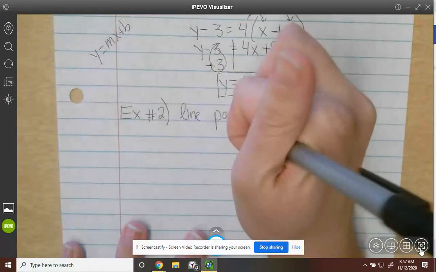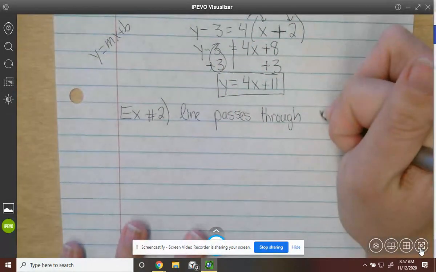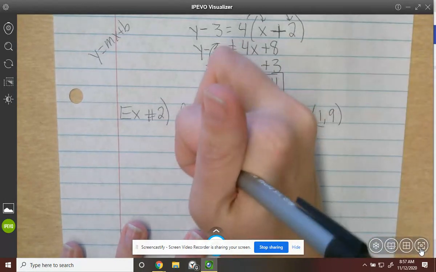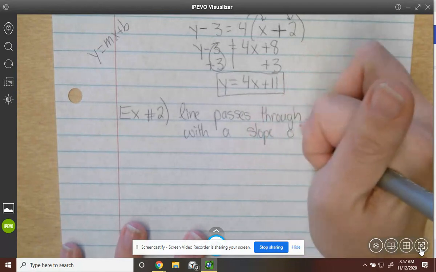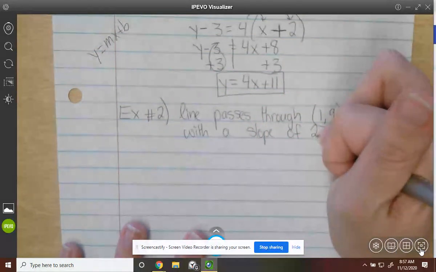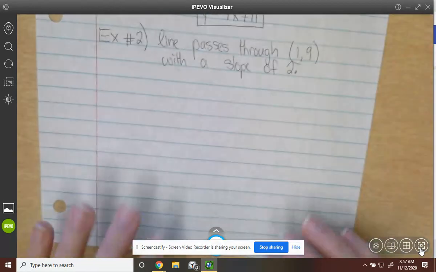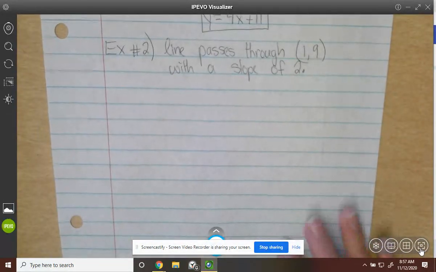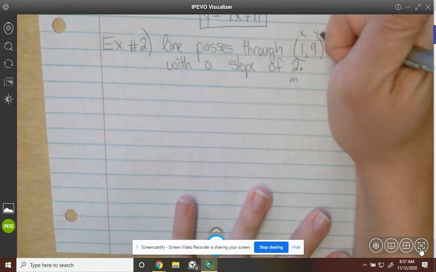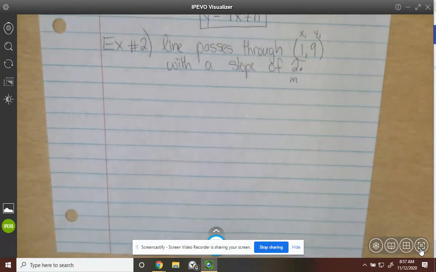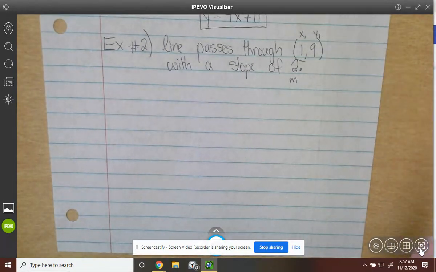Line passes through (1, 9) with a slope of 2. Okay, I want you to label your points. I'm going to label them without talking, so label your points. So 2 is m, 1 is x1, and 9 is y1.